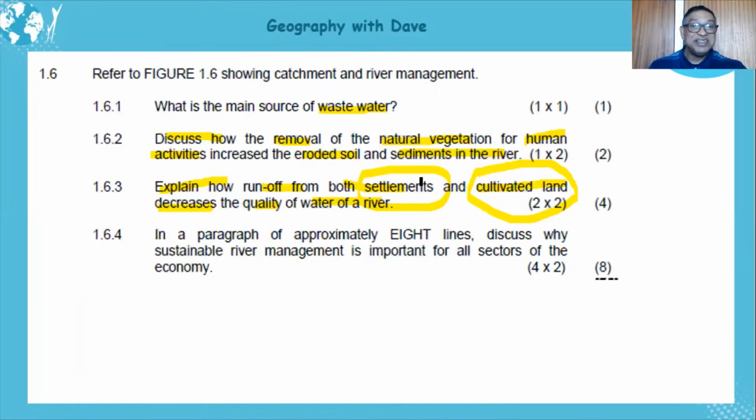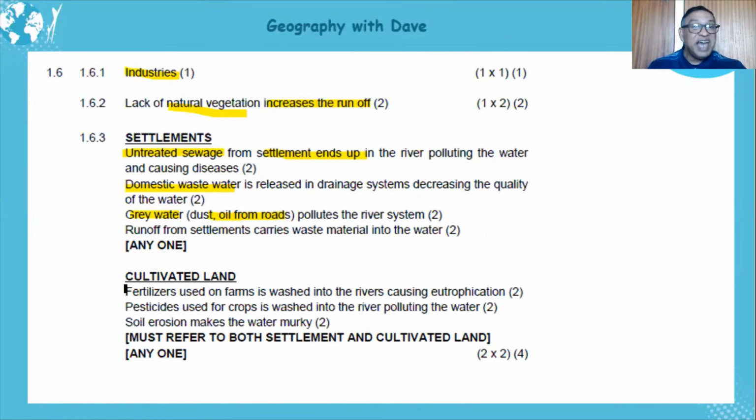There's nothing written there. Can you see? And what do I write now? Fertilizers used on farms washed into rivers causing eutrophication, killing all the life there, etc. Pesticides used for crops washed into the river, polluting it. Soil erosion makes water murky. Because although they're planting crops, the natural vegetation has been removed. There could be gaps between the crops, which will allow for erosion. All right, so can you see your answers?